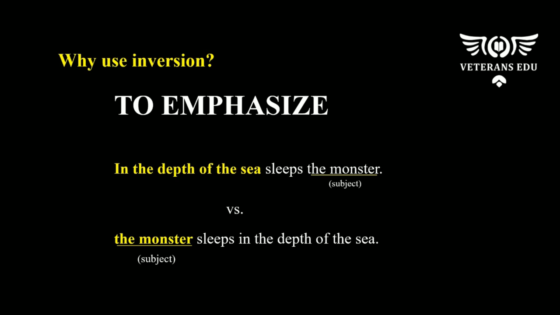In the first sentence, the emphasis lands on the word depth instead of the monster. So here the writer is emphasizing where the monster lives and how deep the monster lives, perhaps to create fear or tension. In the second sentence, the monster sleeps in the depth of the sea. The writer is simply emphasizing the existence of the monster itself.